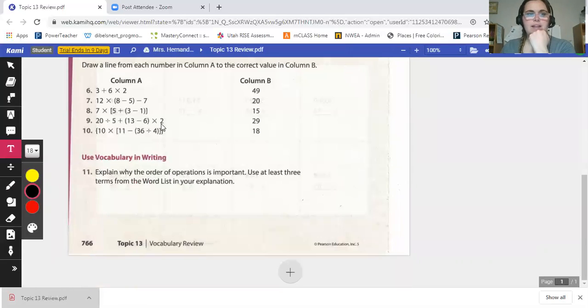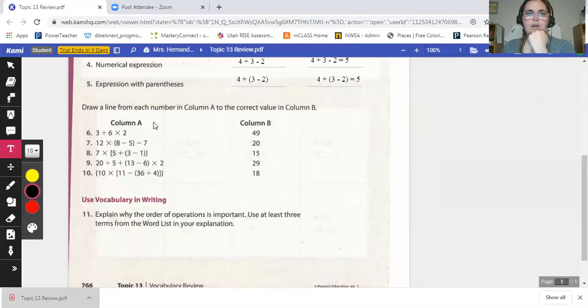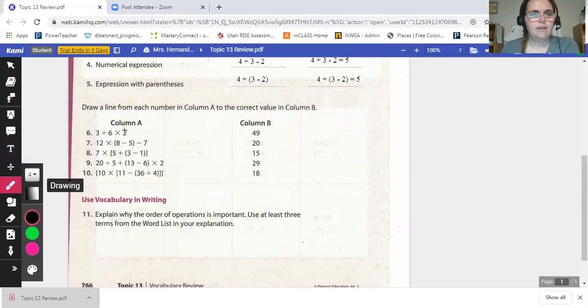All right, so 6, 7, 8, 9, and 10 all ask us to draw a line from column A to the correct value in column B. So let's evaluate 3 plus 6 times 2. Well, we know that we have to multiply before we add because of the PEMDAS. So multiply and divide before you add or subtract. So 6 times 2, that's 12. And then 3 plus 12, that's 15. Look, there's our 15. Let's just go ahead and draw our line over.